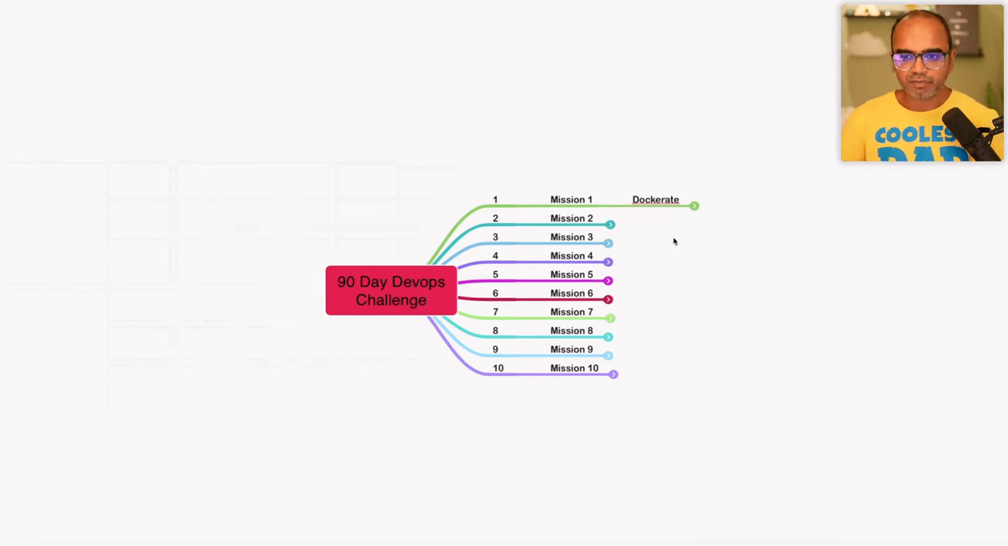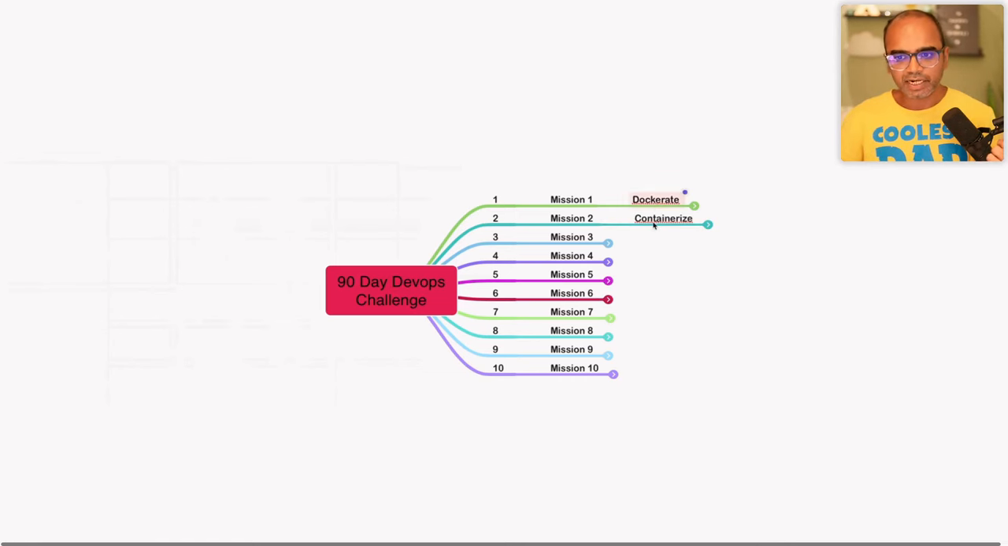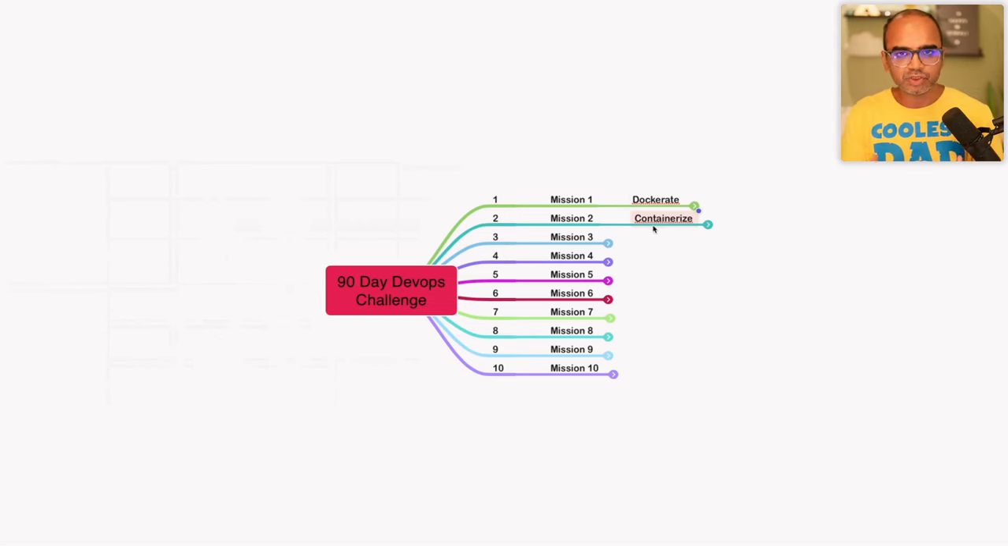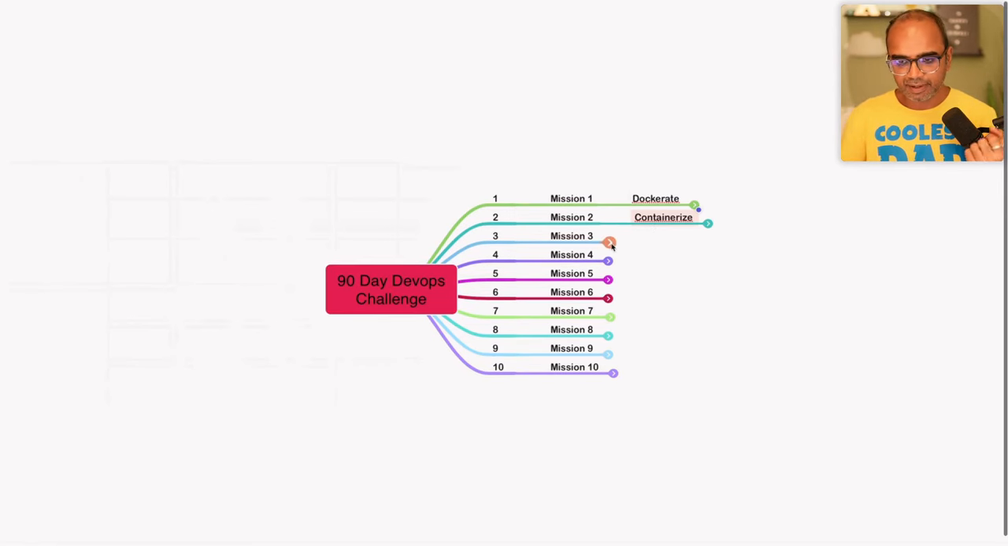Now, what are the missions that we're going to complete? The first mission is we'll deploy stuff with Docker. Second mission, again related to Docker. So you'll take these four applications and containerize them. So you will build the container images. We will talk about Dockerfiles and how to package the application into container images there.